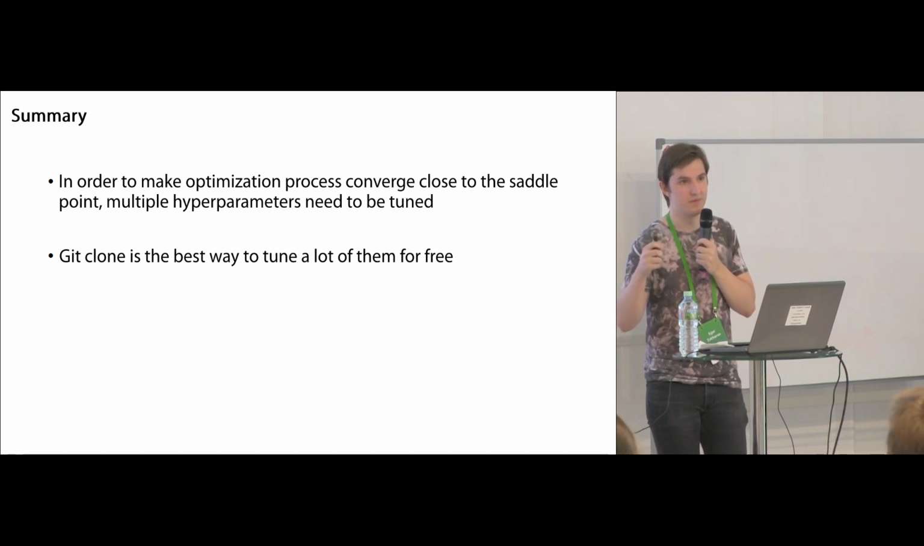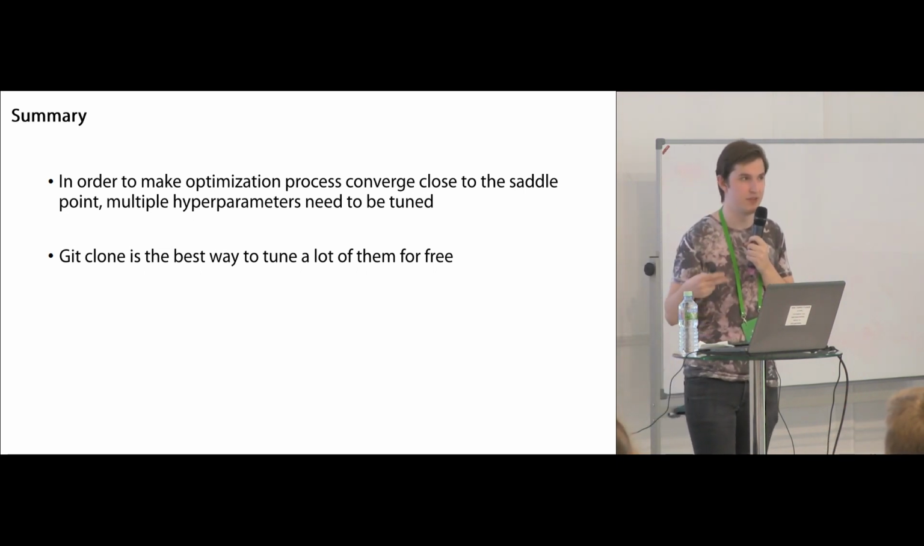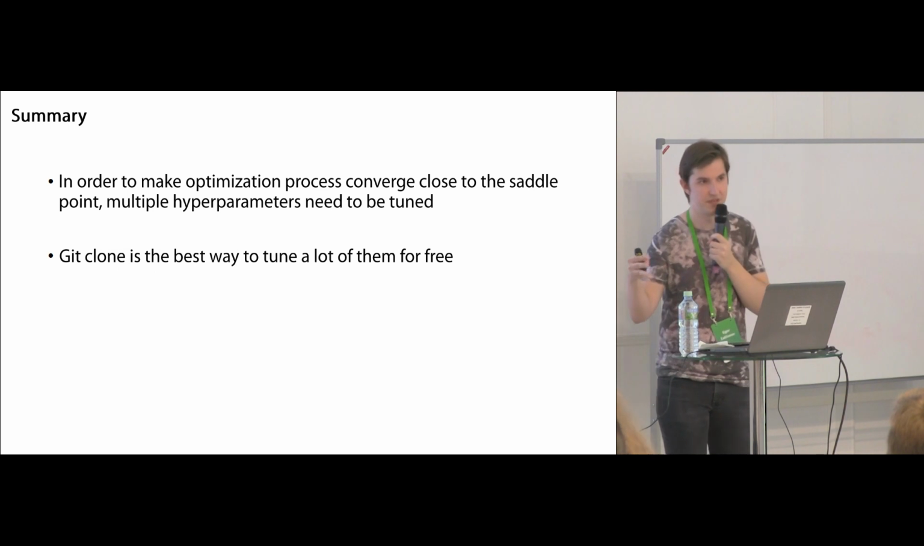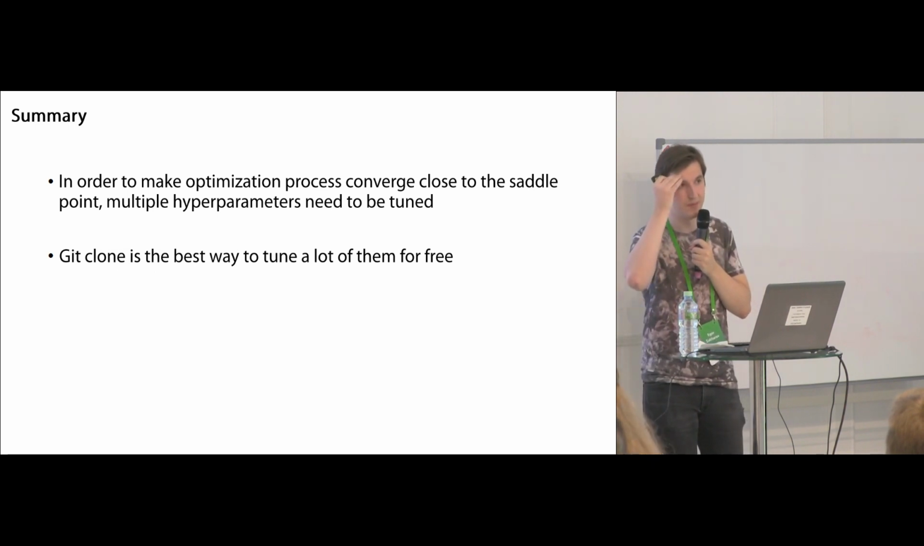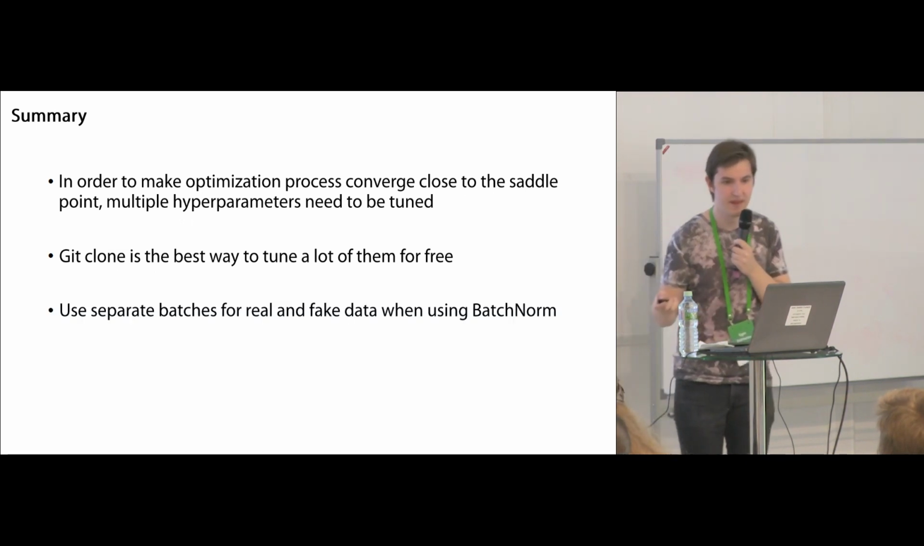A lot of papers on GANs are released every week, and a lot of them have code on GitHub. If you have a problem, you just have to find a paper that solves a similar problem, find a paper with a repository, just git clone it and use the parameters. It will save you a month of fine-tuning.